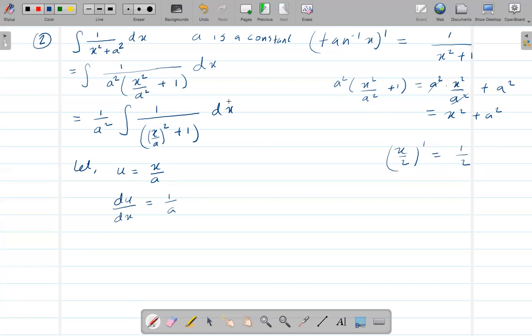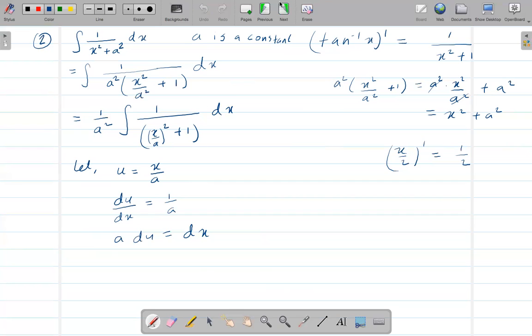So now I need to find something to replace this dx. From here, I can multiply a on both sides, so a will go here. Multiply dx on both sides, so dx will come here. So that way I get the dx, right? Okay, so now let me do it on another page. So from there, one over a square, right? This is what we have here. This is exactly what I wrote there.